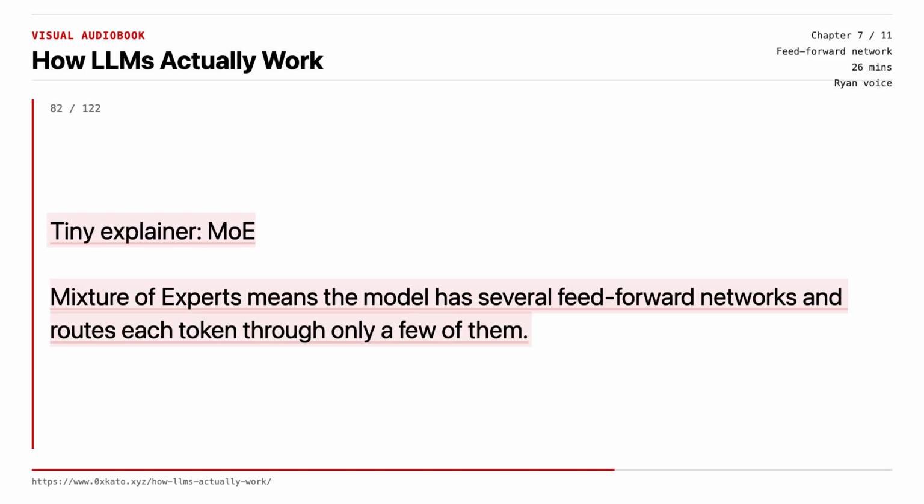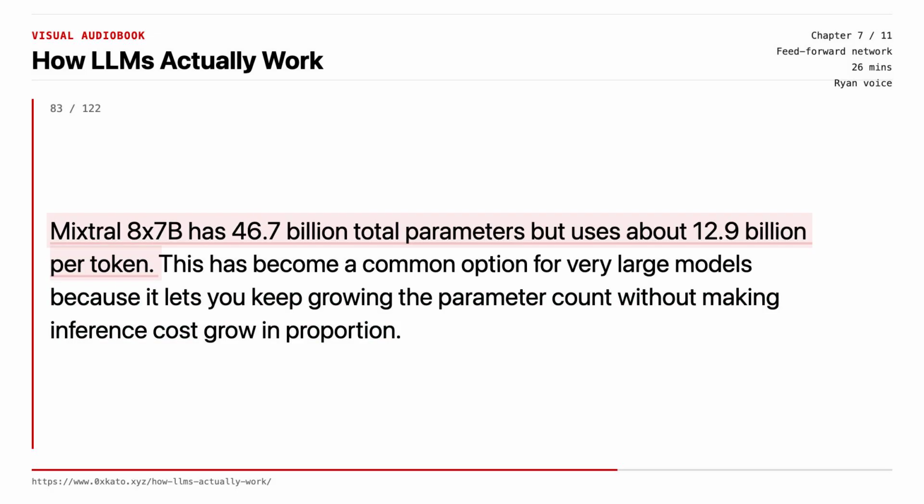Tiny explainer, MoE. Mixture of experts means the model has several feed-forward networks and routes each token through only a few of them. Mixtral 8x7b has 46.7 billion total parameters, but uses about 12.9 billion per token. This has become a common option for very large models because it lets you keep growing the parameter count without making inference cost grow in proportion.